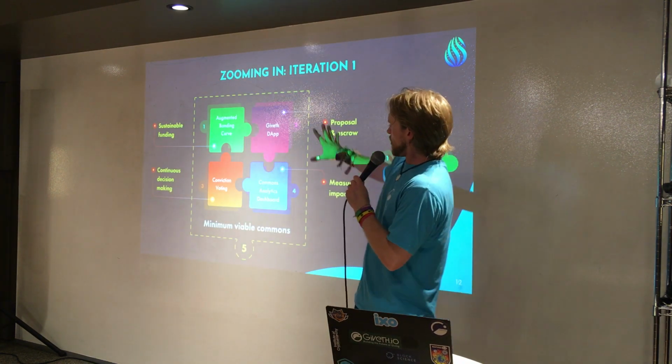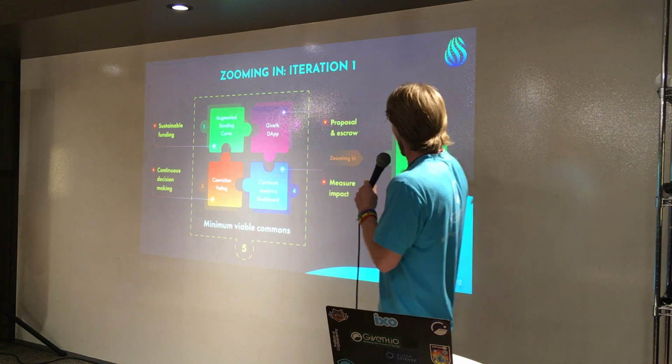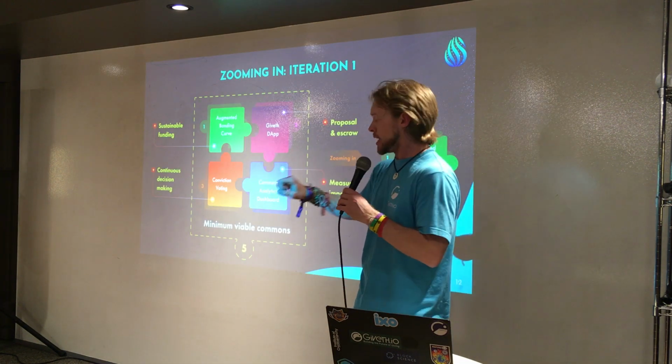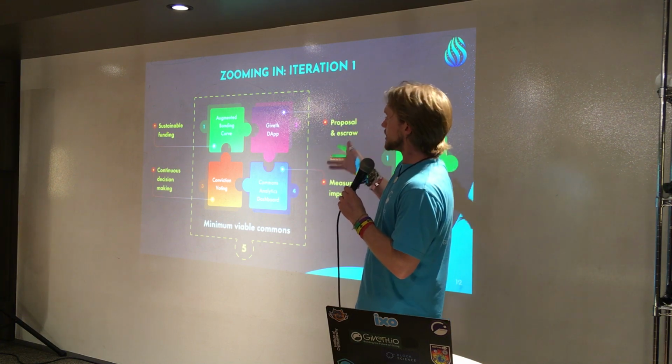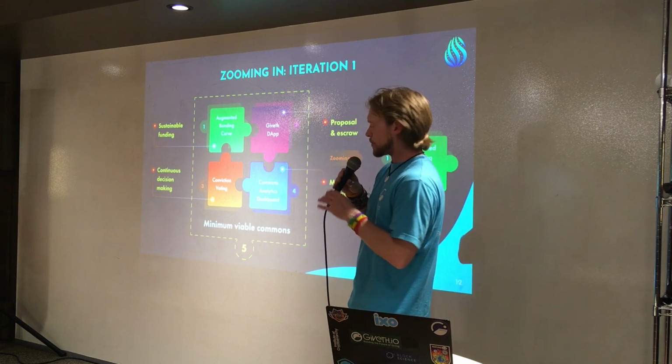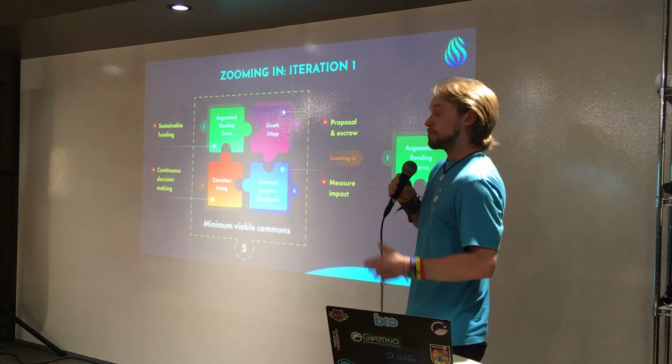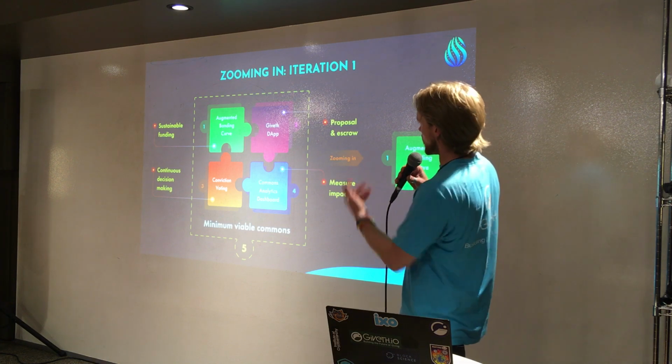So if we zoom in from the minimum viable commons and just focus on our first component, we're going to be building these components one by one and testing them in a beta test environment, and then iterating on them once we find out where they work, where they don't work in a live environment. So for the rest of the talk, we'll just zoom in and talk about the augmented bonding curve, because the common stack is a very complex project, a very detailed project. And rather than getting into each of the components and how they can work together, we'll just focus on what's on everybody's mind in this space at the moment, which is sustainable funding.